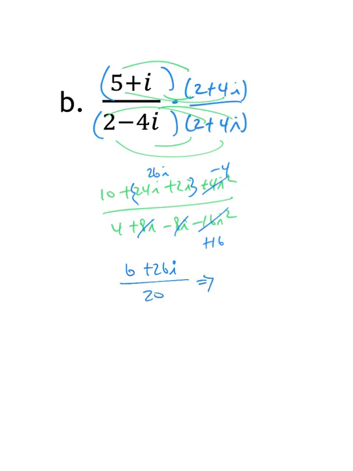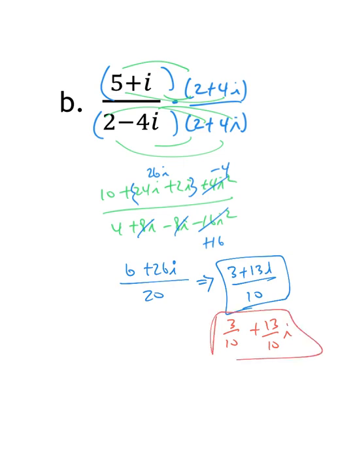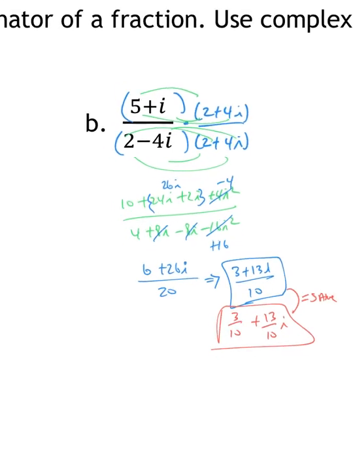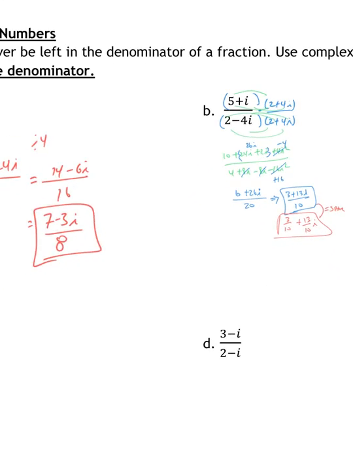Now I want to reduce. They're all divisible by 2. So 3 plus 13i over 10. And I'm okay if you leave the answer like this. If you want to split it up, some people do this. To me, it doesn't matter. Those mean the exact same thing. I can't leave that because it was a smile or a frowny face going the other way. So we'll leave it like this.